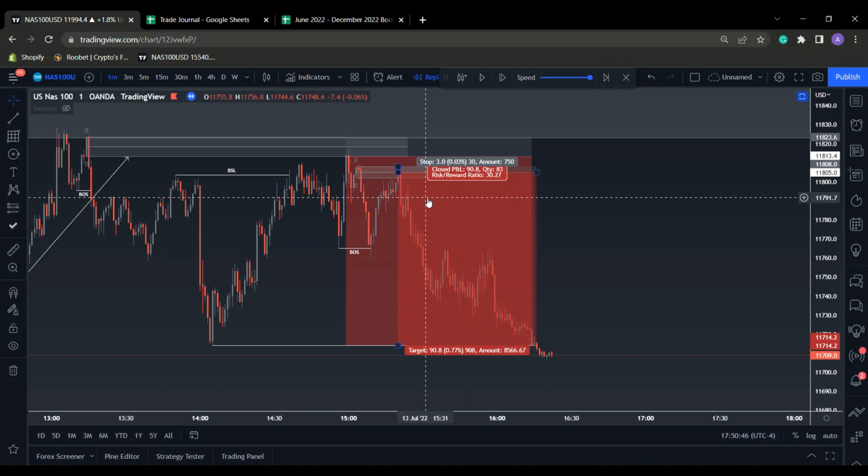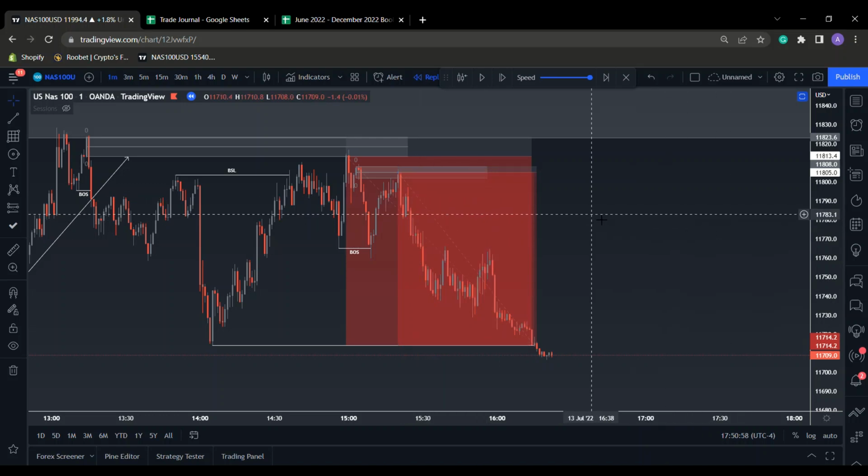Will you catch this often? Not really, I'm being completely honest. But if you trade the 1 minute and your stops are really low, look, it's a 3 pip stop loss. You can do this.